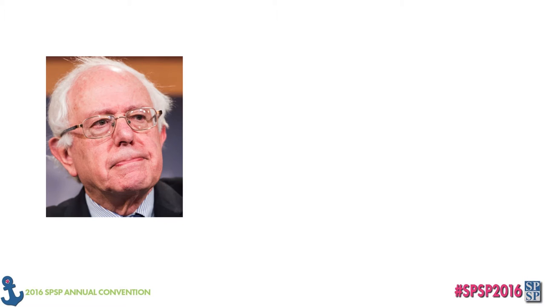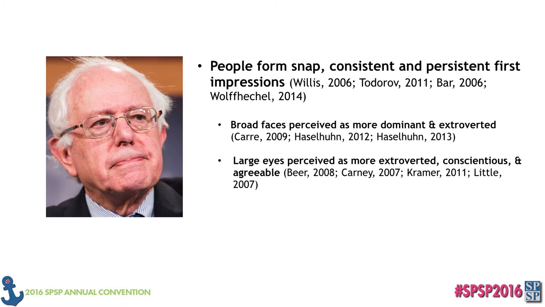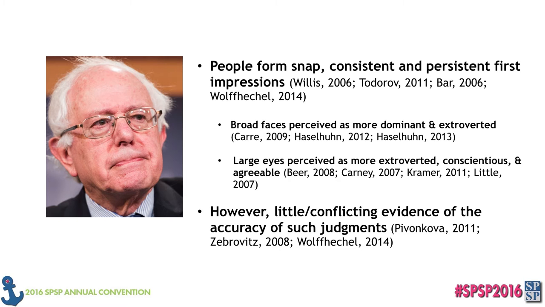If the same kind of predictions could be made solely on the basis of your face, we're in a very different space when it comes to privacy, insurance business, and also personal safety and security. So I have one amazing face here on the screen, as you can see. And there's a lot of evidence that humans are making very snap, consistent, and persistent judgments of other people's faces based on milliseconds of interaction very often.